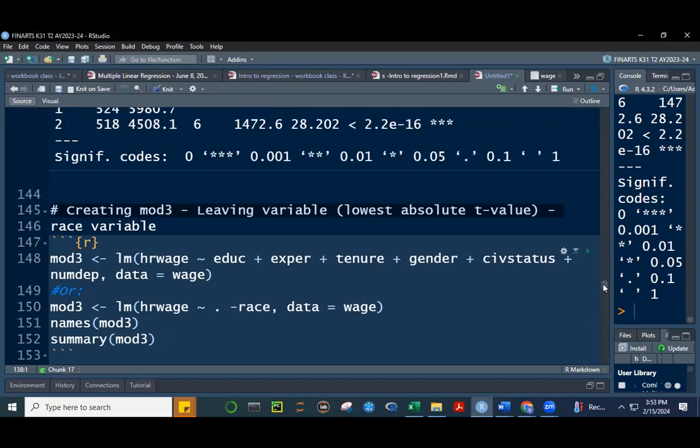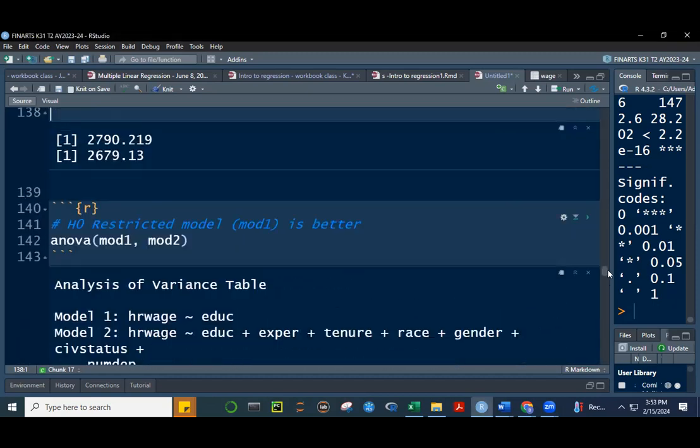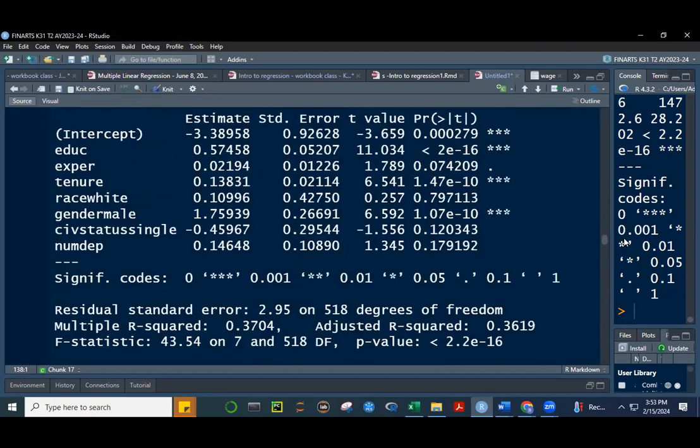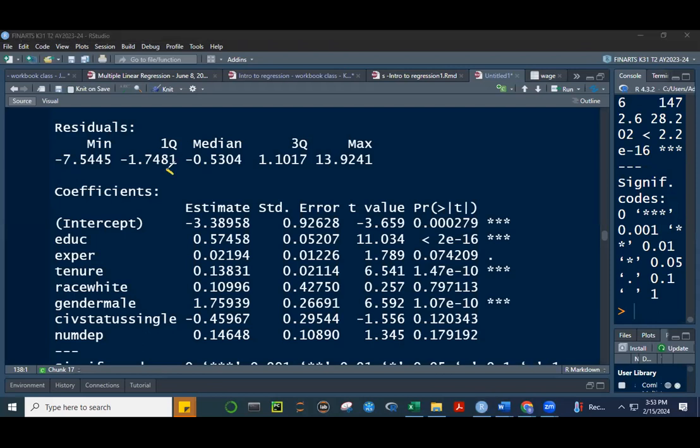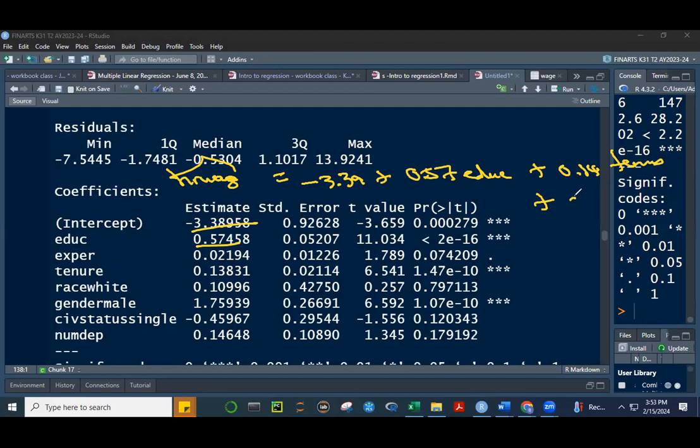All right, then let's go here. So is this our final model, class? From our earlier discussion, is this our final model? Hourly wage is equal to negative 3.39 plus a significant 0.57 times education plus 0.14 times tenure plus 0.11 times race.